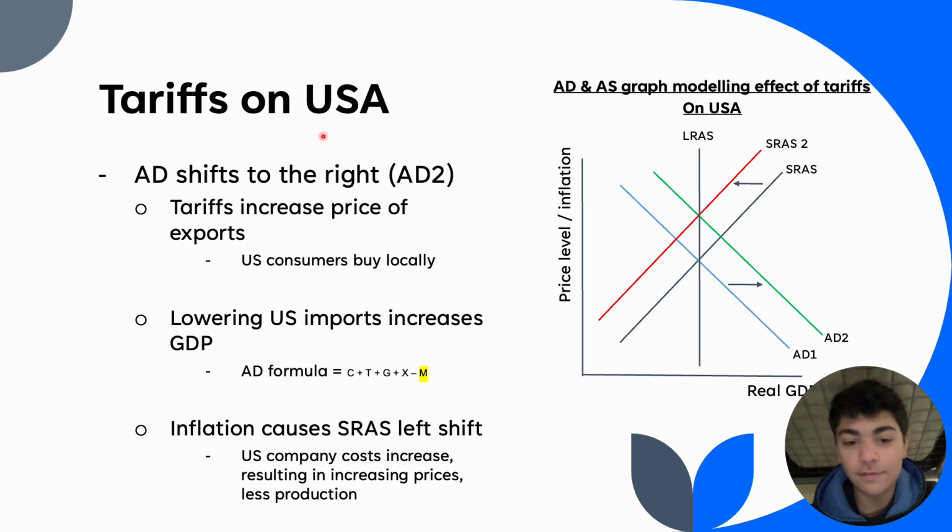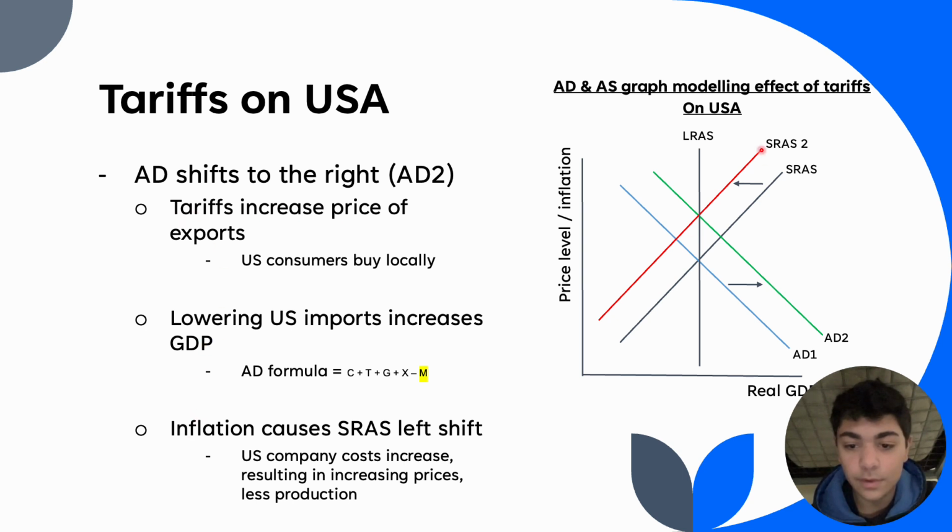Now we will look at the effect of tariffs on the USA itself. So aggregated demand will shift to the right, as you can see to this green line here. And this is because by lowering US imports, people are going to buy locally. So this will increase the GDP.